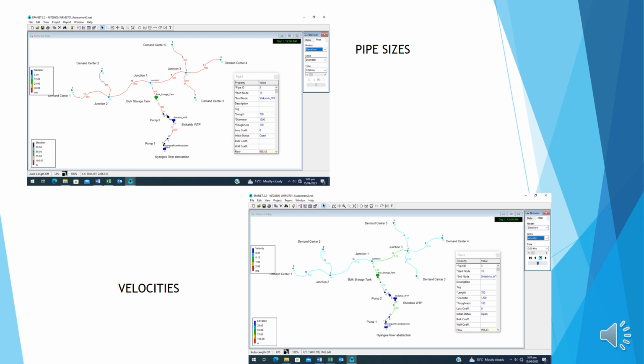So looking at the color of these pipes, you can see that our velocity is within the required 1.5 meters per second, which is actually below that. So there's no color that is either red or yellow, so our velocities are fine.